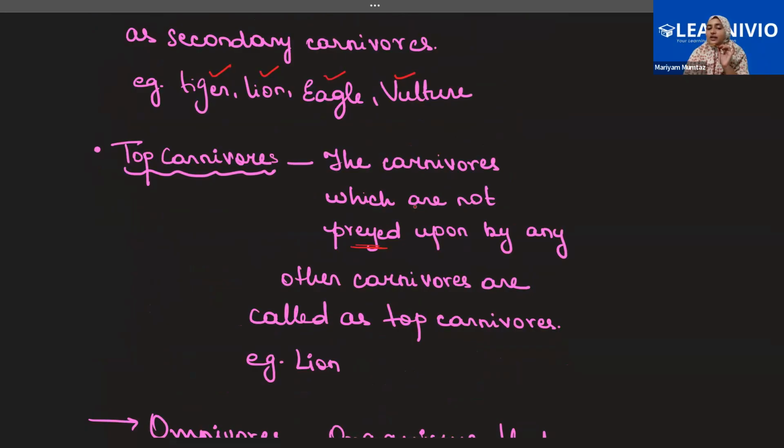Have you ever heard about any organism that eats the lion? Dinosaur. Do you have a proof that they eat lions? Just kidding. No. So there is no organism that will in fact eat the lion, isn't it? So lion is the top carnivore here. So always remember, any organism that is not used as a food by any other organism, we call it the top carnivore.